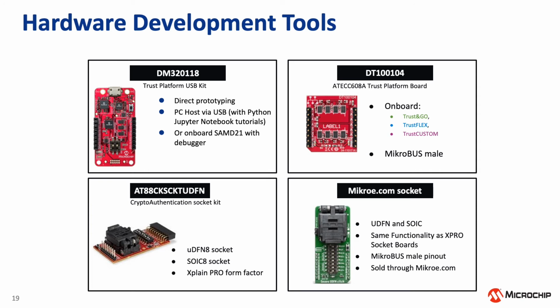We have sockets for both the Xplained Pro form factors and the mikroBUS form factor here. This one you'll have to get directly from MikroElektronika. And we'll need to work with a WINC1500 Wi-Fi. I'm going to show in a minute where it's at and how to get it.